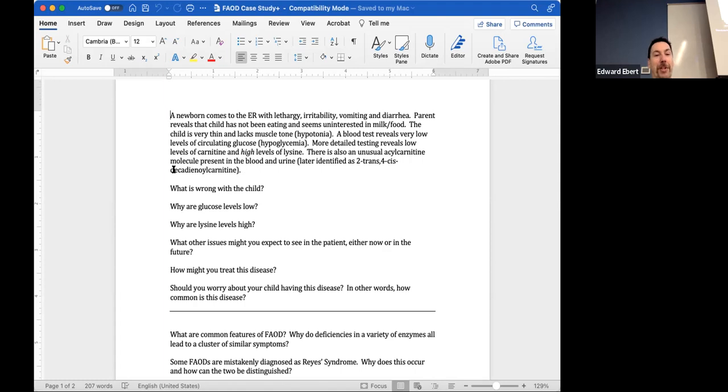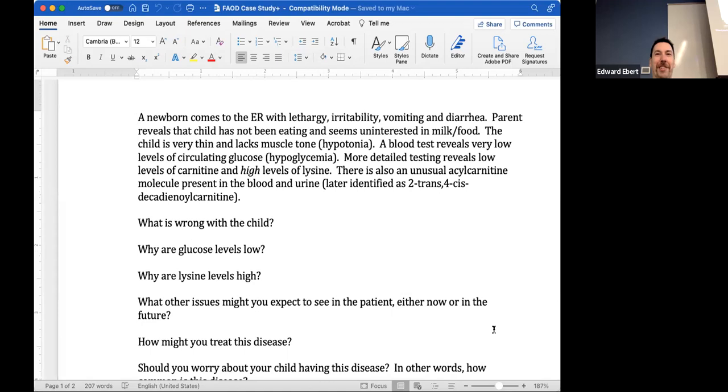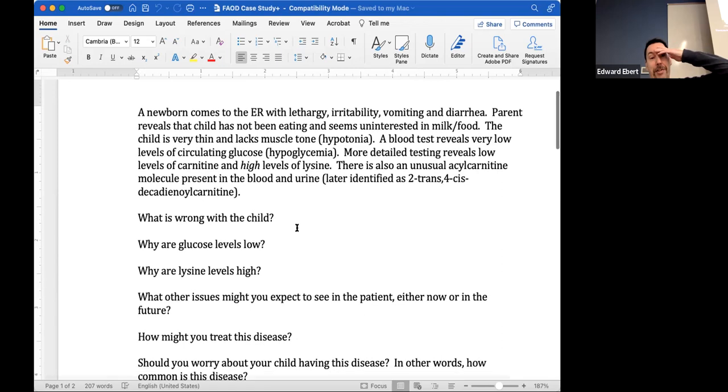Okay, first thing we should look at is dienoyl with the oil part. I should be thinking that sounds like a fatty acid, all right? And since, of course, this is called a fatty acid oxidation case study, that's another clue as well. But the carnitine should point towards fatty acid oxidation too. And then that name should say, hey, we have some intermediate metabolite going on there, all right?